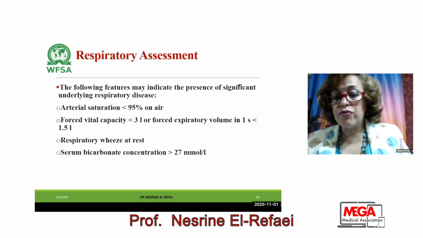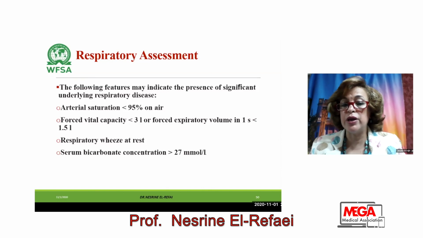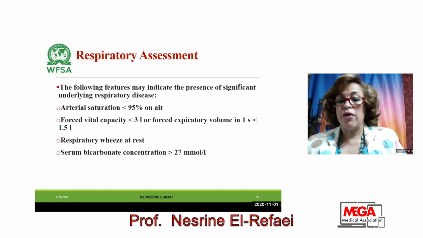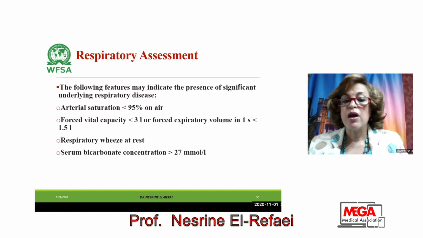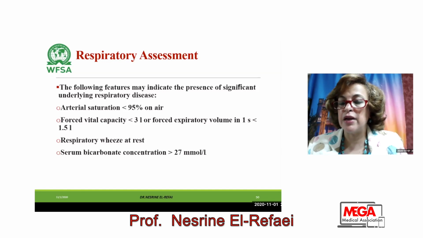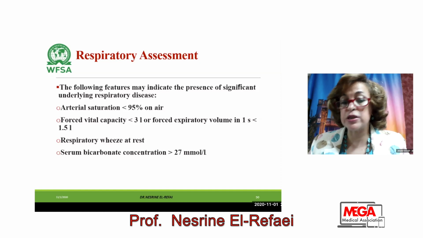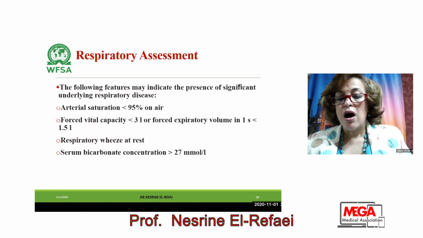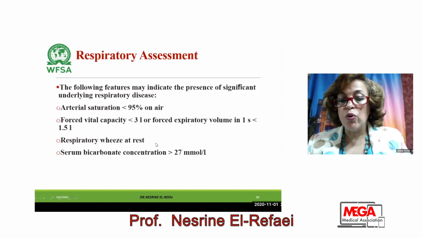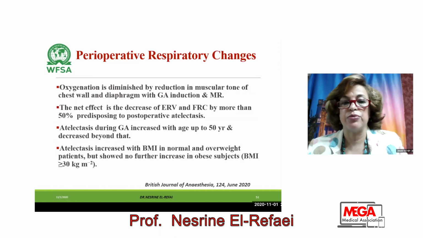The following features may indicate the presence of significant underlying respiratory disease in the obese patient: arterial saturation less than 95% on air, forced vital capacity less than 3 liters, or forced expiratory volume in the first second less than 1.5 liters, or respiratory wheezes at rest, serum bicarb concentration more than 27 millimole per liter.